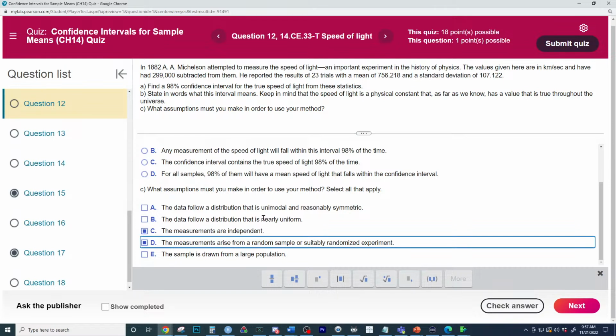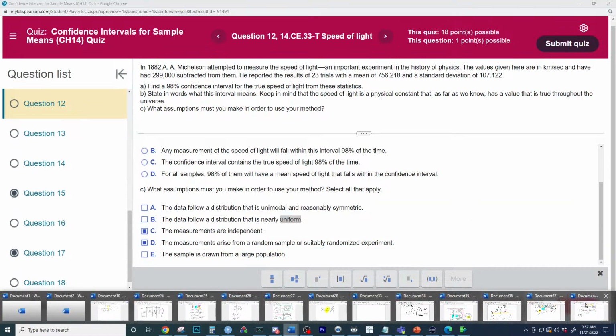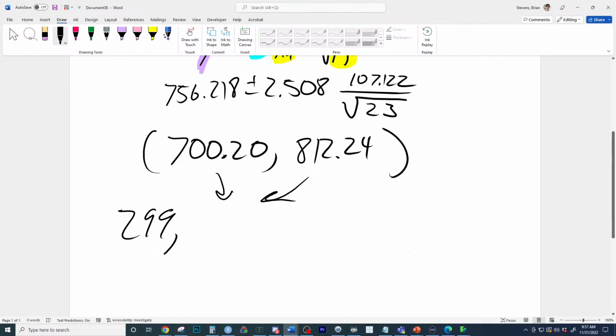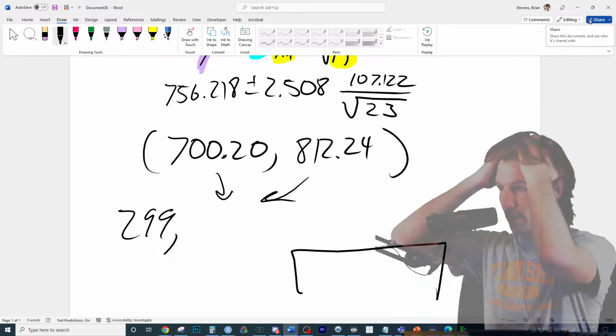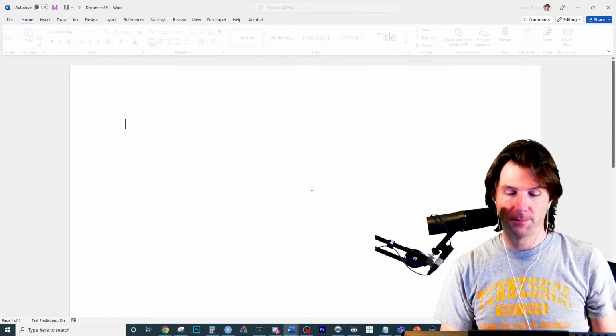The data follow a distribution that is nearly normal. Okay. Nearly uniform. Whoa. No. They're trying to trick you right there with that. Uniform means flat. So what are our conditions right here? Now, when I teach the test, I want you to know what conditions to know. Condition 1. What is condition 1?